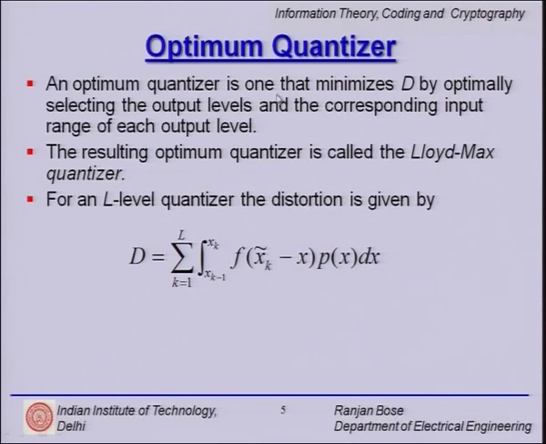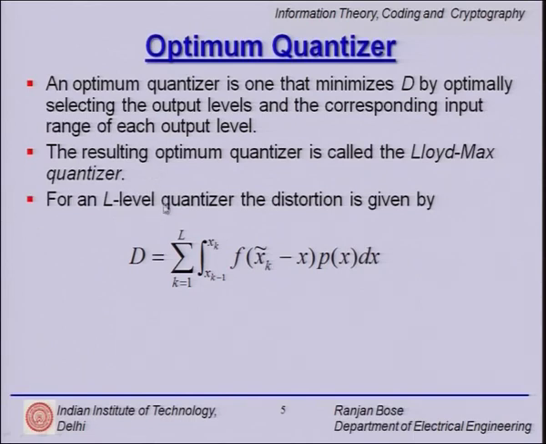Now, an optimum quantizer is one that minimizes D by optimally selecting the output levels and the corresponding input range of each output level. Basically, that is the problem of a quantizer design. So, if you do not want to do any of this hard work, you have a uniform quantizer, but that is clearly not going to solve our problem correctly because the amplitude itself is non-uniformly distributed. So, this kind of a problem was first formulated by Lloyd Max and it is called the Lloyd Max quantizer.